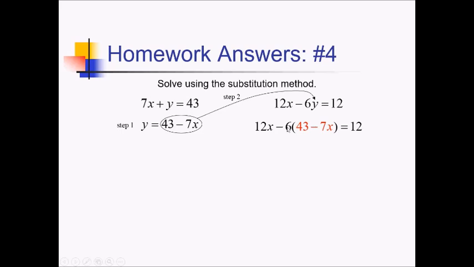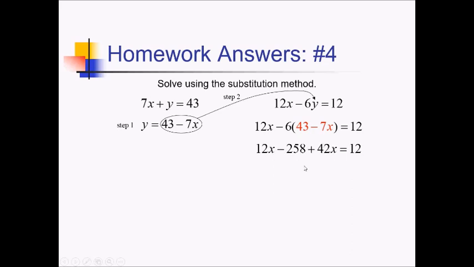Well, I'm going to have to distribute in this parentheses. So I know that negative 6 times negative 7x is going to be 42x, positive. But how about 6 times 43? Well, let's see here. 6 times 40 would be 240. 6 times 3 is 18. 240 plus 18 would be 258. So this is negative 258 plus 42x. And feel free to use the calculator on that.